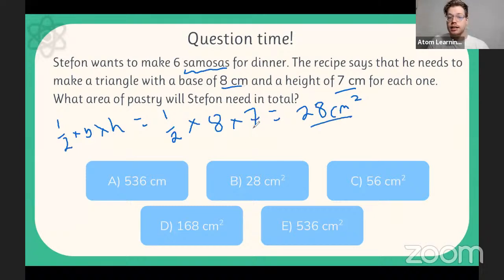But Stefan has friends. He is having a party. He is making 6 samosas. So what we need to do next to get the total area is 6 times 28.